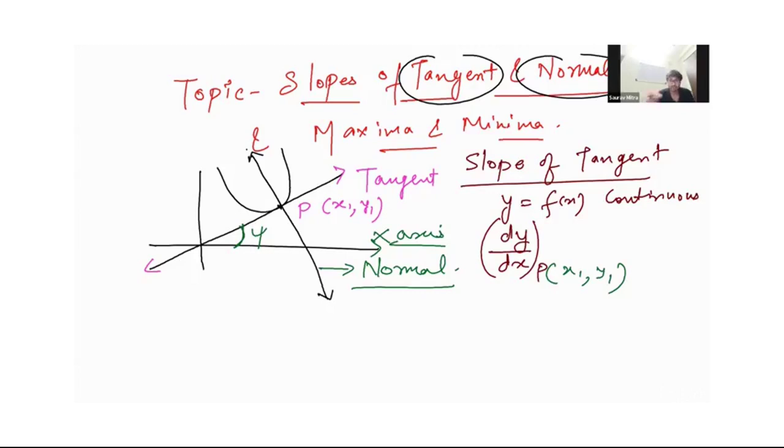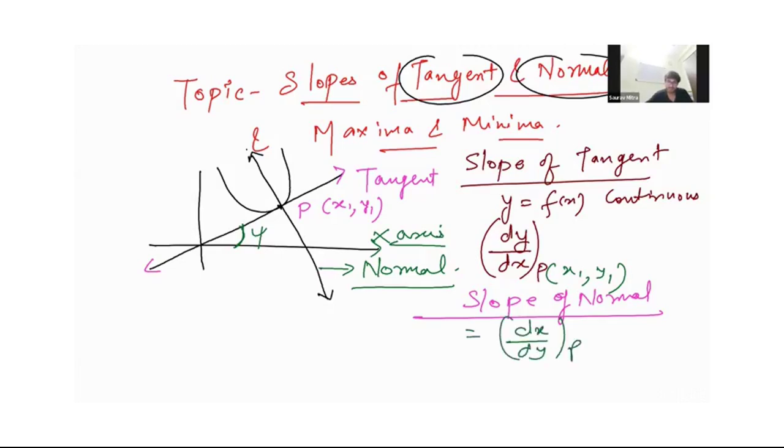And what will be the slope of the normal? The tangent is making a slope; similarly, the normal will also be making a slope. So the slope of a normal is given by minus 1 upon dy by dx, that is, minus dx by dy at P. These two things you have to remember.